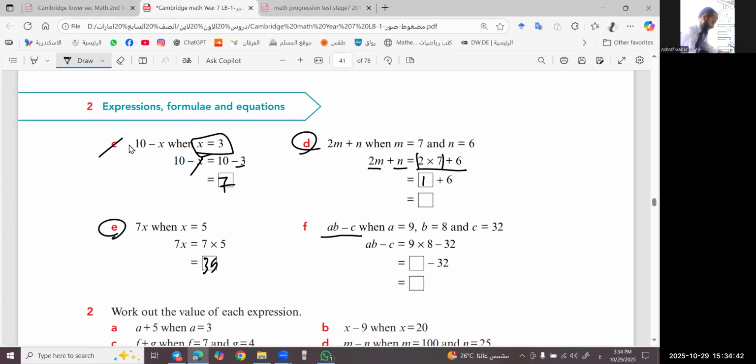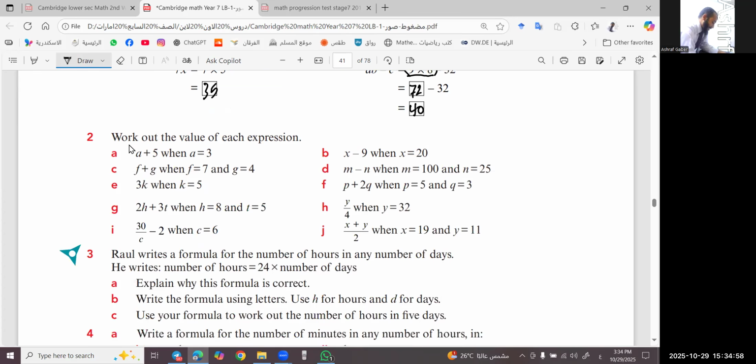In this exercise, A, B minus C. AB means A, which is 9, times B, which is 8, minus C, which is 32. So we write 9 times 8, which is 72. 72 minus 32 equals what? Equals 40. Okay? In this exercise, I'm going to solve number A and number C and number E and number G only, and send on WhatsApp please.